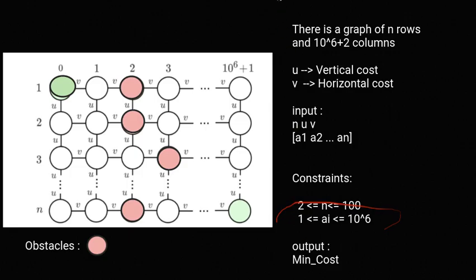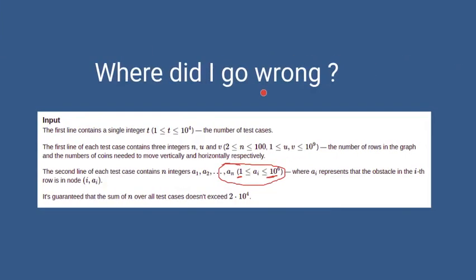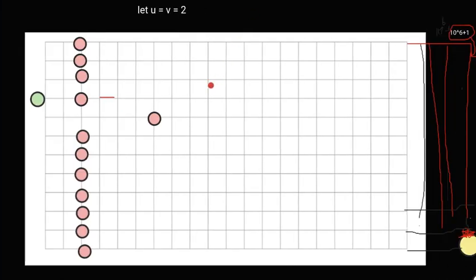Keep this in mind. In fact, this is what made this unsolvable for me. I could not solve this problem just because I had not paid much attention to the constraint. The constraint says that there is going to be no obstacle in the first and last column, and this solves a lot of problems. We'll see how. So let's take an example of how things work.